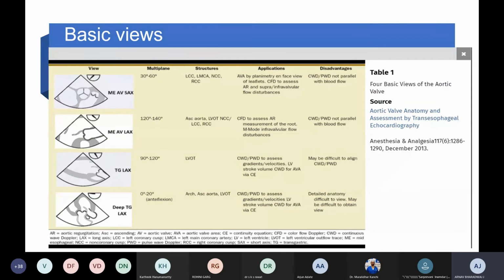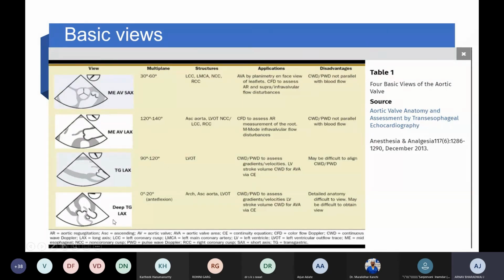The other view is the transgastric view, that is the transgastric aortic long axis view. It is obtained by advancing the probe into the stomach, anteflexing it, slowly withdrawing and turning the multiplane angle between 90 to 120 degrees. Here we can assess the LVOT and aortic valve, and we can utilize the continuous wave Doppler and pulse wave Doppler to assess the gradient and measurement of the effective aortic valve area as well as stroke volume. These views may be a little difficult to get, but they are mainly important for measurement of prosthetic valve, perivalvular leak as well as the gradients.